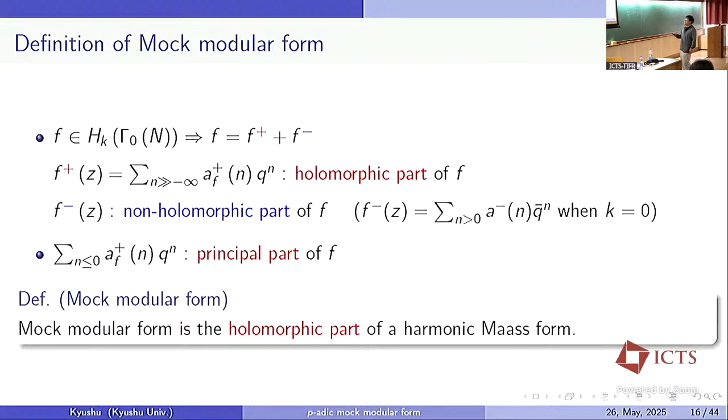And f plus(z) has the Fourier expansion of the form like this. We note that when the weight k is equal to 0, the non-holomorphic part f minus(z) has the Fourier expansion of the form like this. In my talk, we only treat weight 0 harmonic mass forms. The bar is complex conjugation. Furthermore, the non-positive part of the holomorphic part is called the principal part of f, and we define a mock modular form as the holomorphic part of a harmonic mass form.